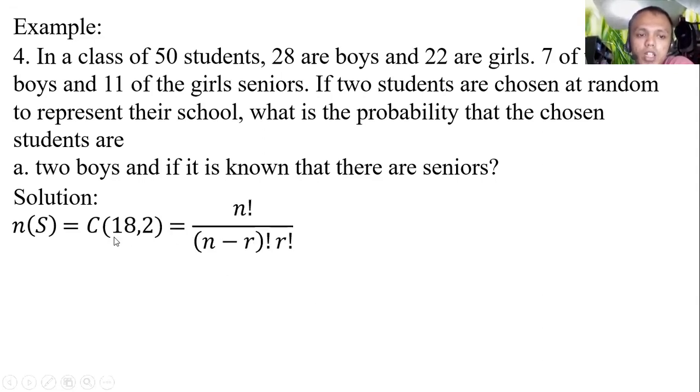Then now, let us use the combination here. Your n here is 18, your r is 2, no?